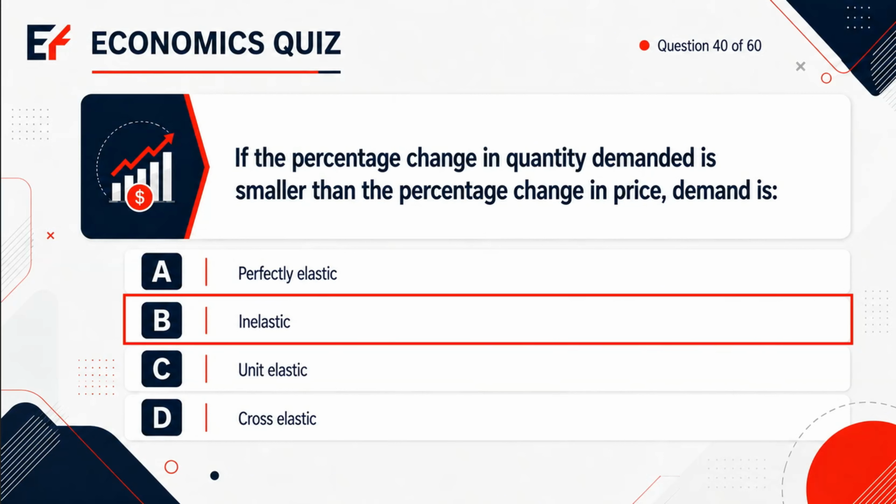Option A is wrong because perfectly elastic demand means quantity demanded can change without any price change. Option C is not correct because unit elastic demand means the percentage changes are equal. Option D is unrelated here because cross-elasticity measures how demand for one good responds to the price of another good. The key idea is that a weak quantity response to price means demand is inelastic.